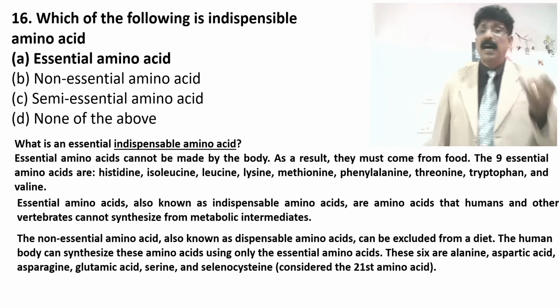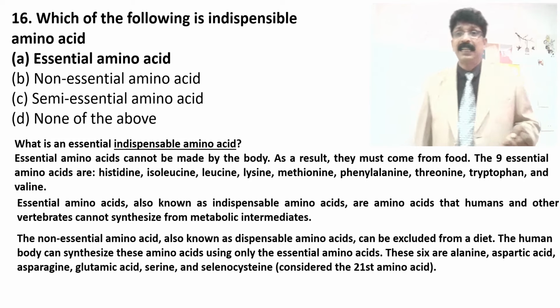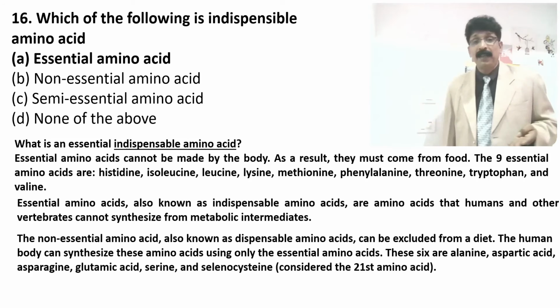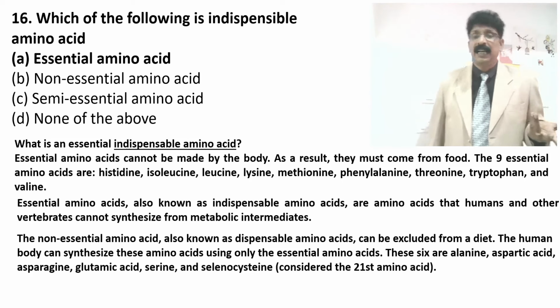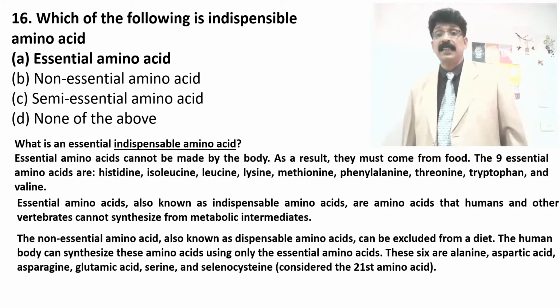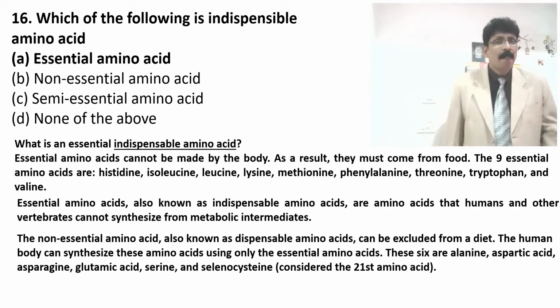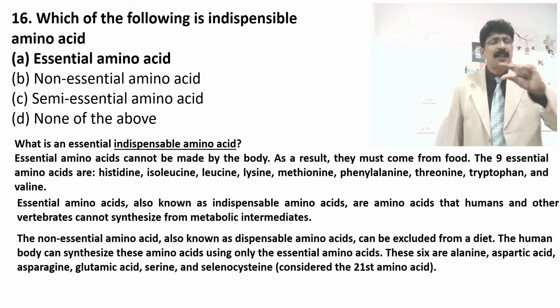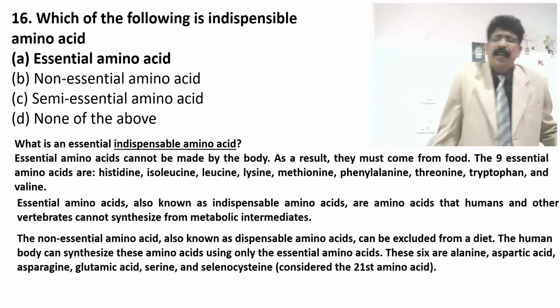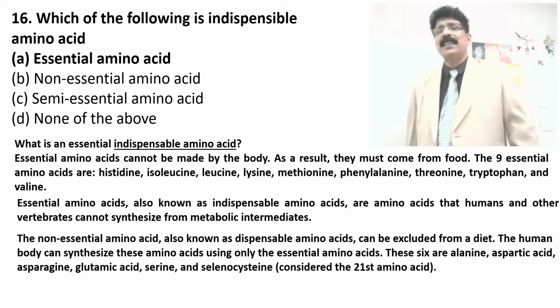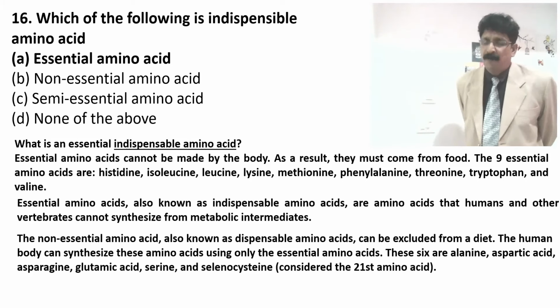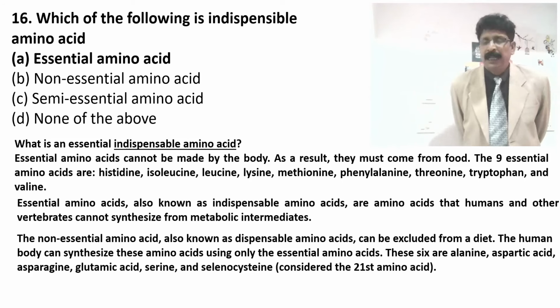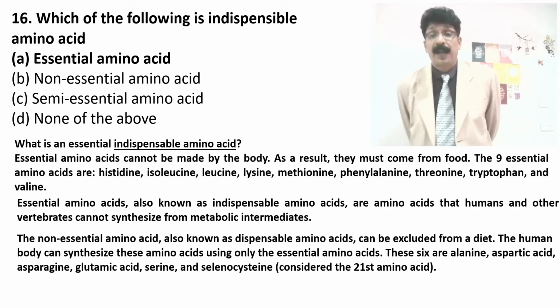They can also be included among the essential amino acids when needed by us. They are alanine, aspartic acid, asparagine, glutamic acid, serine, and selenocysteine, which is considered the 21st amino acid. So for non-essential amino acids, you should not think that they are not needed. They also come under the essential amino acids. The only difference is that they cannot be supplied from food or external means. They have to be prepared by our own body.